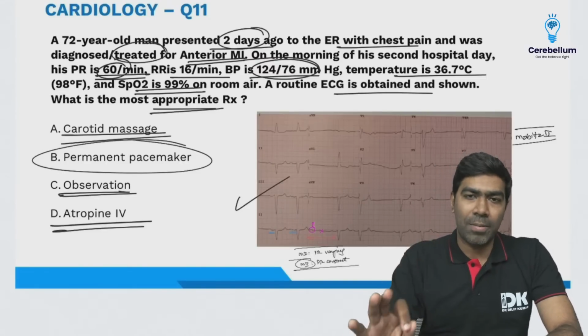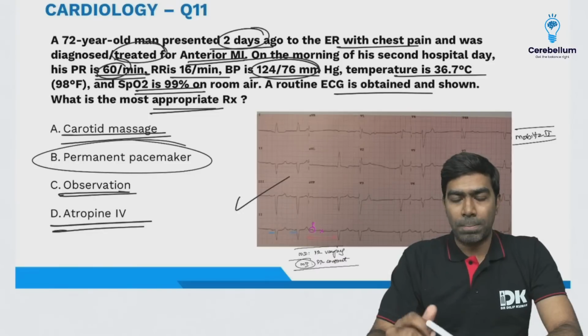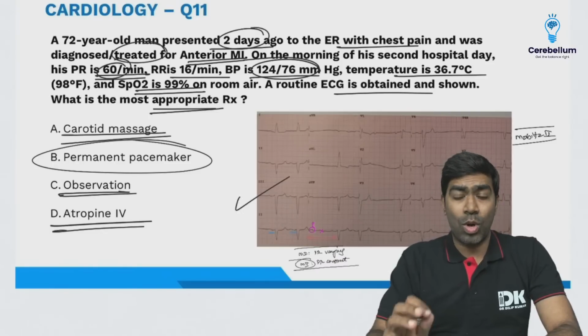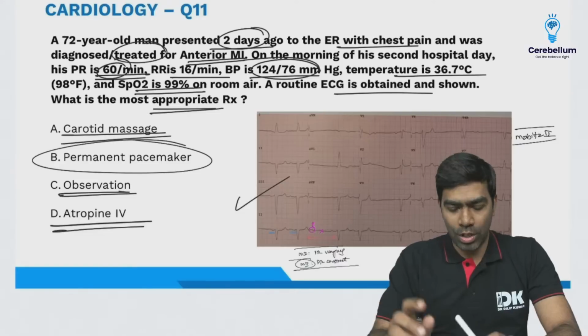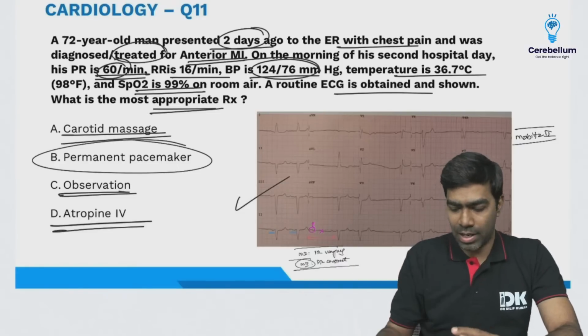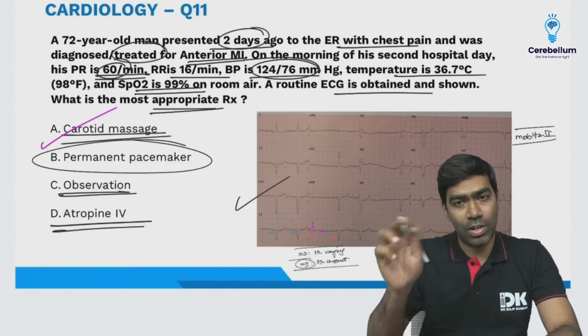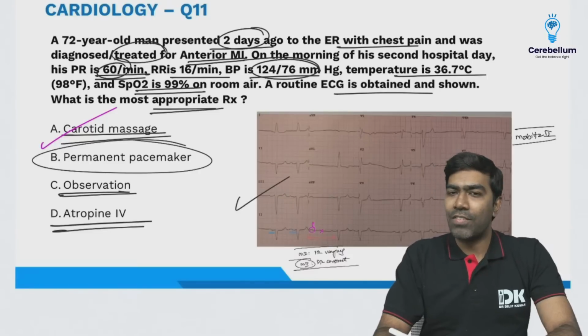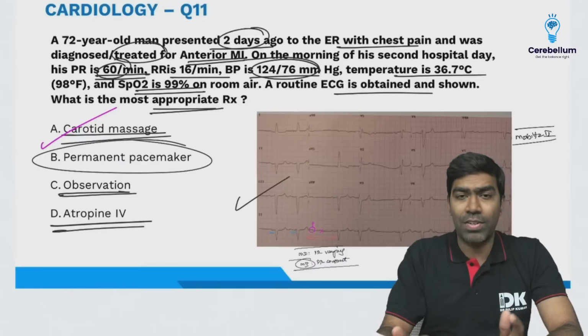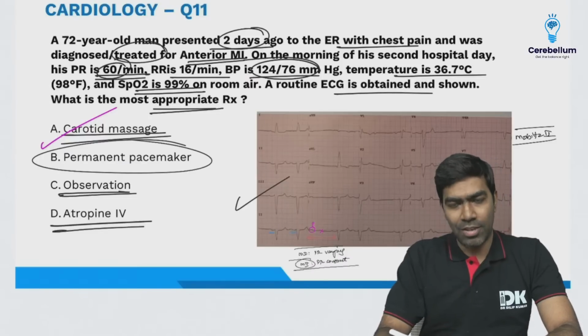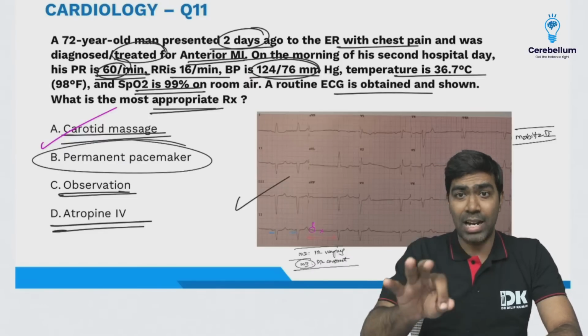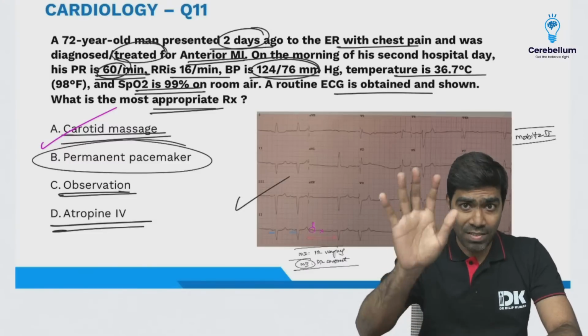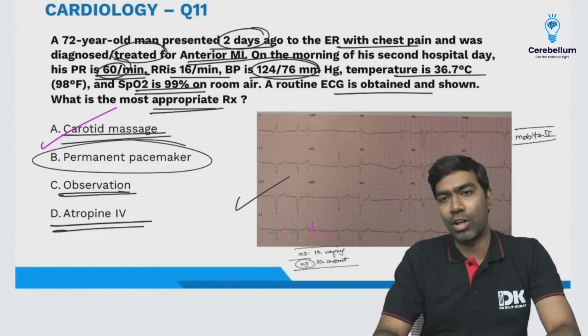If there are any students who have read Harrison, who is going to tell me in which bradyarrhythmia I can use carotid sinus massage, not for diagnosis, for treatment? In which bradyarrhythmia can I use carotid sinus massage? Any student who has studied Harrison definitely should be able to say this. It's a bradycardia where I can use a carotid sinus massage. It's an AV block where I can use a carotid sinus massage. I've given a clue.